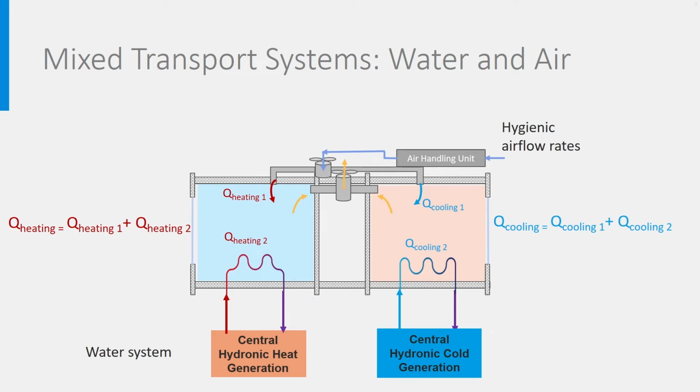But let's look first at mixed systems. In these systems, the hygienic air is supplied mechanically and is heated or cooled in an air handling unit, bringing this way a part of the needed heat and cold at room level. The remaining part is done by a water system. This saves a lot of duct space in the building.